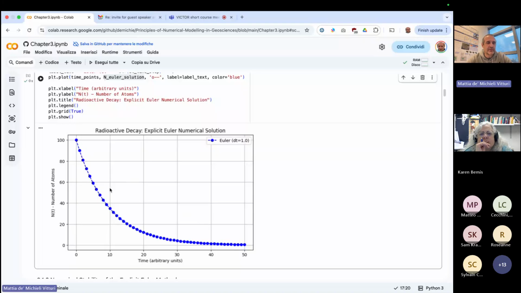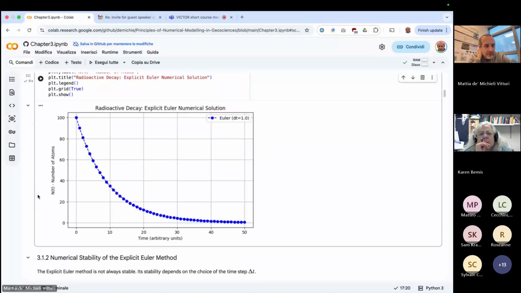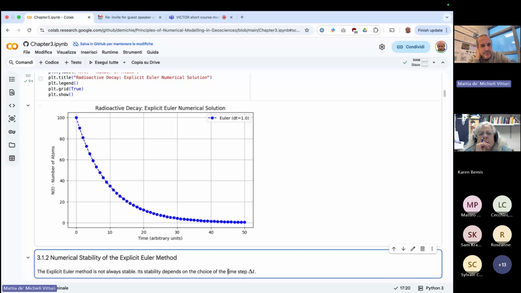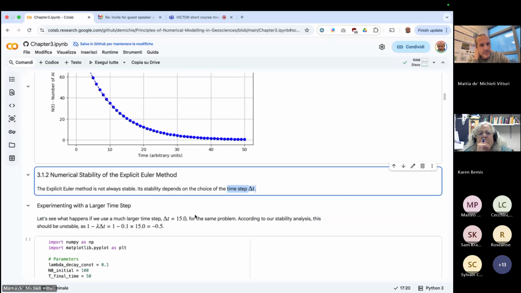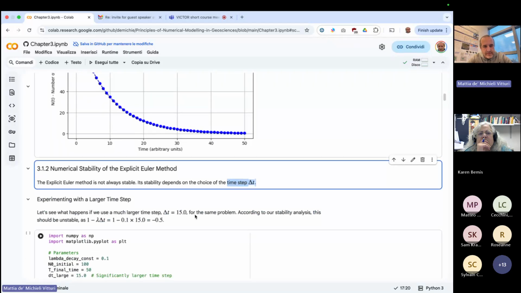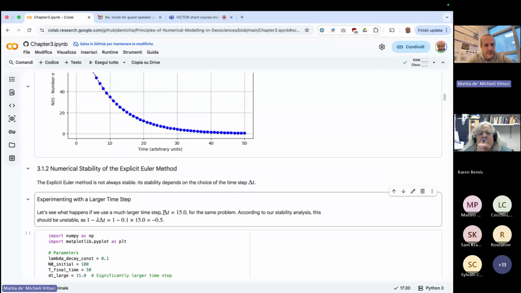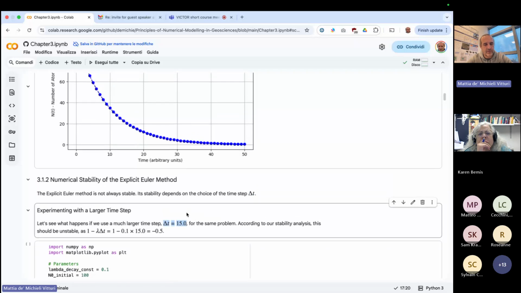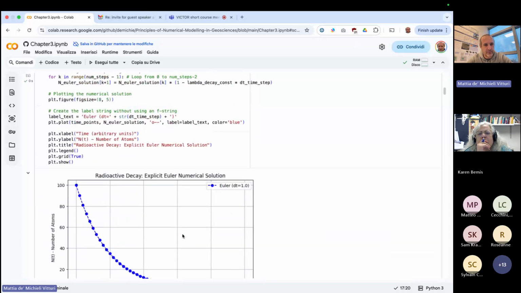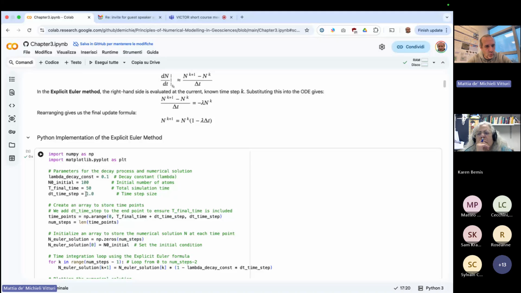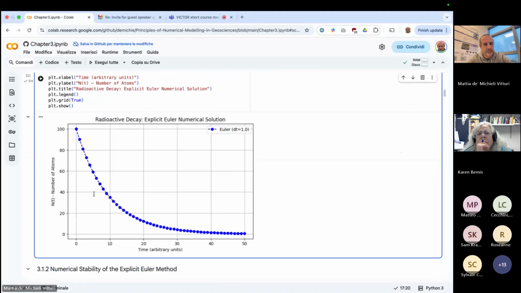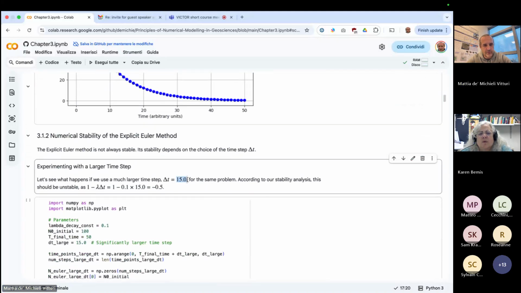So it seems that this method works, but let's start to look at something. Is this method sensitive, for example, to the time step? What happens if we increase or decrease the time step? And so let's do exactly the same thing. So the only difference is that now we increase the time step. Before it was 1.0, and now 15.